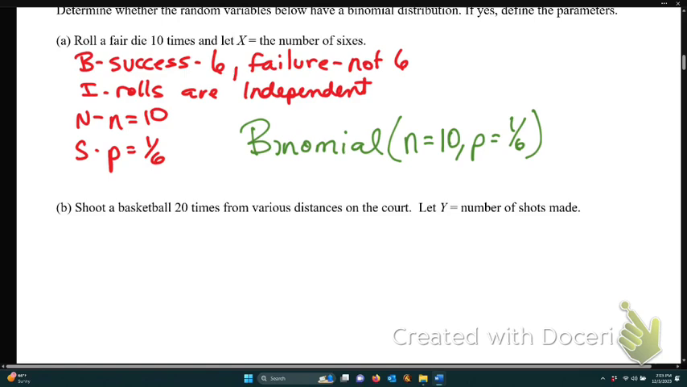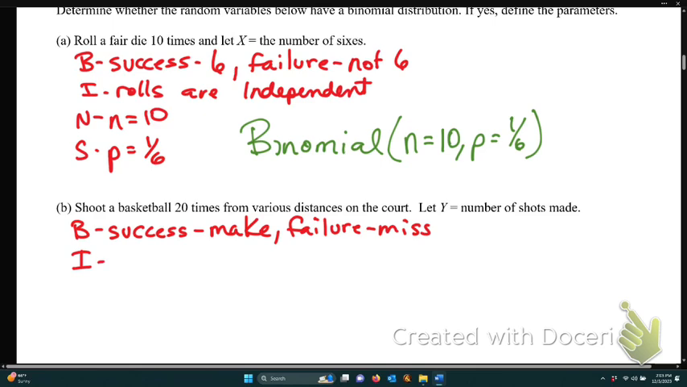Let's do it again. The next one says shoot a basketball 20 times from various distances on the court, and we're going to let Y equal the number of shots made. Do we have a binary success and failure? Yes. What is success? What is failure? Okay, I. When you shoot a basketball, is each shot independent of whether or not the other shots went in? Yes. So our shots are independent.